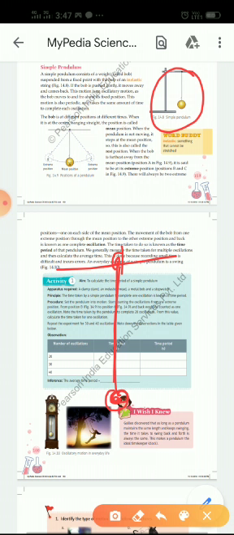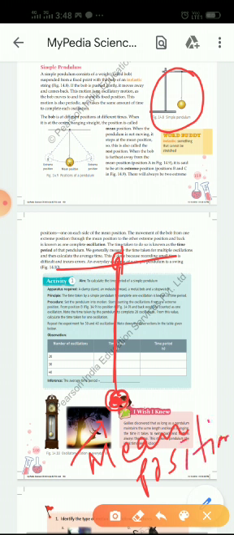and the rest position, the particular position at which the bob is at rest, this will be called the mean position or rest position. Mean position or rest position, these are the two names given to this.